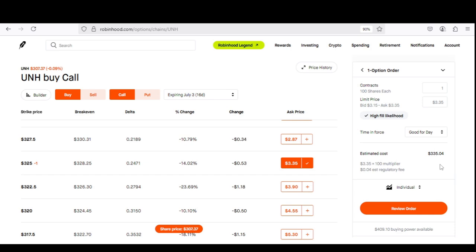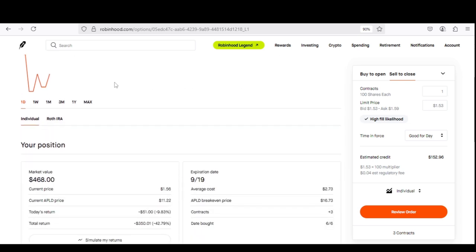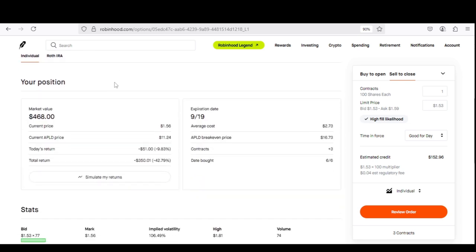Now I'm going to go ahead and show you a third option strategy, which is the one you should be using the majority of the time, whether the trade is working against you or the trade is going in your favor. Okay, so here we are on APLD, or Applied Digital. I'm going to show you the details once again. I'm going to show you how to get out of this trade if you needed to.